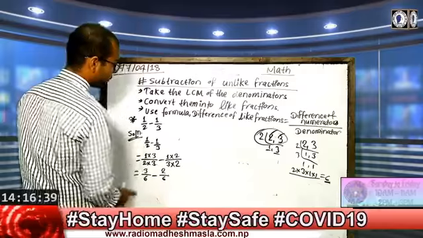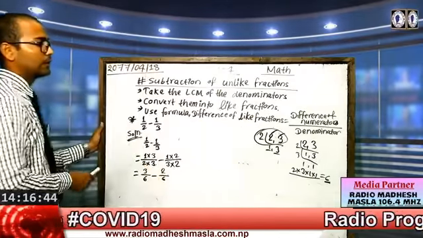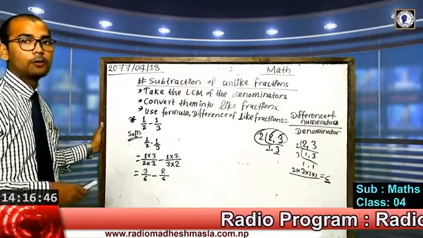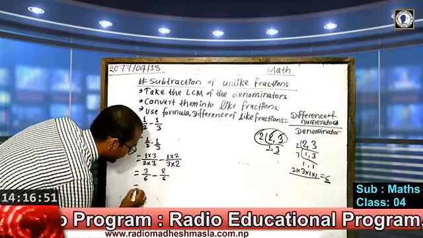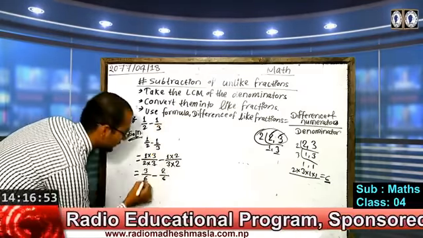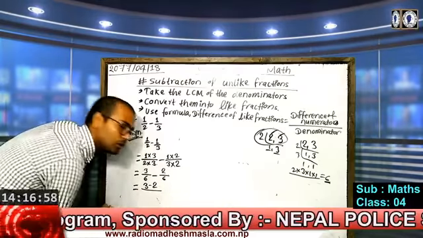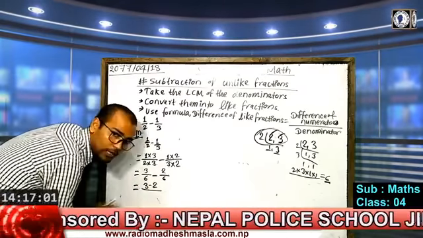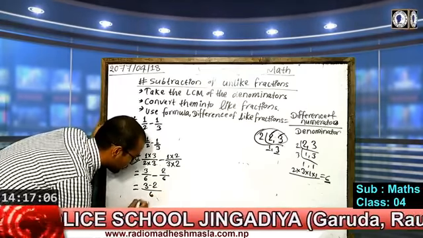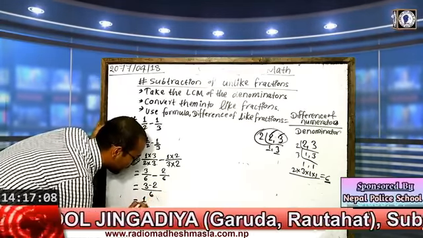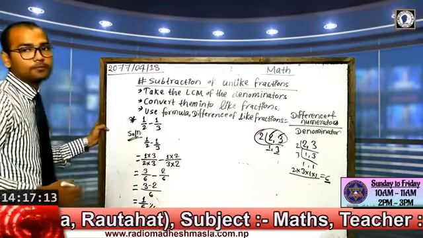Then we should use the formula: difference of like fractions is equal to difference of numerators by denominators. So here, what are the numerators? 3 and 2. So the difference of numerators means 3 minus 2. And what is the denominator? Both have 6 and 6, so we should write only one of them. So 3 minus 2 is equal to 1, and there is 6 as denominator. So 1 by 6 is the answer.